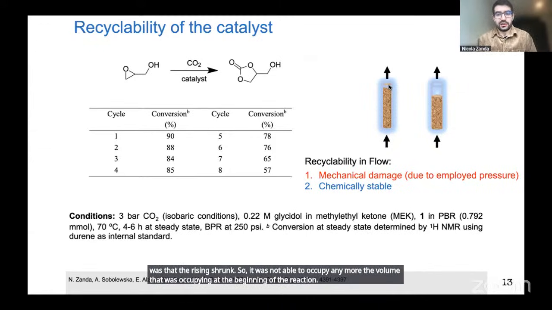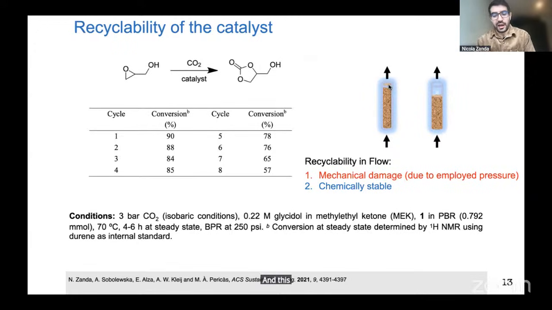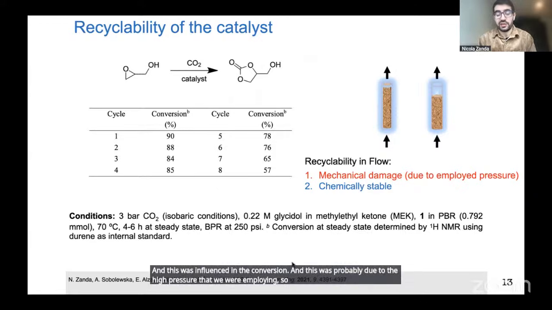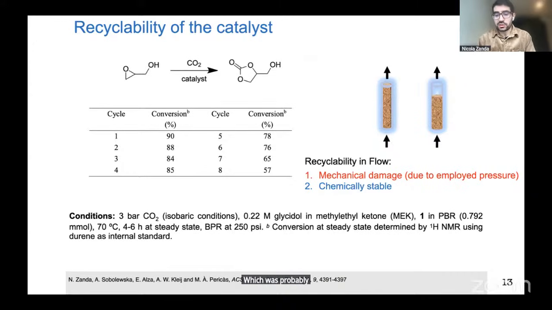And this probably was hiding some catalytic centers, and thus there was less catalyst available for the reaction to happen. And this was influencing the conversion. And this was probably due to the high pressure that we were employing, so 250 PSI, which was probably collapsing the pores of the resin and thus not allowing the reaction to proceed.